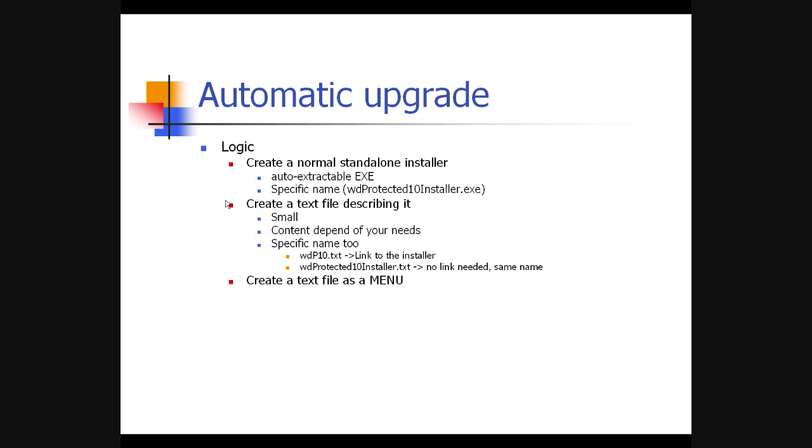Then you're going to create a text file that will contain your upgrade menu. This one will have a generic name, for example update.txt, and will contain in fact a description of each available version, each available installer in your update system, and for each of them a link to the specific text file that we just described in step 2. So basically you have a generic menu of all your updates, and for each of them you have a link to the details of each update.